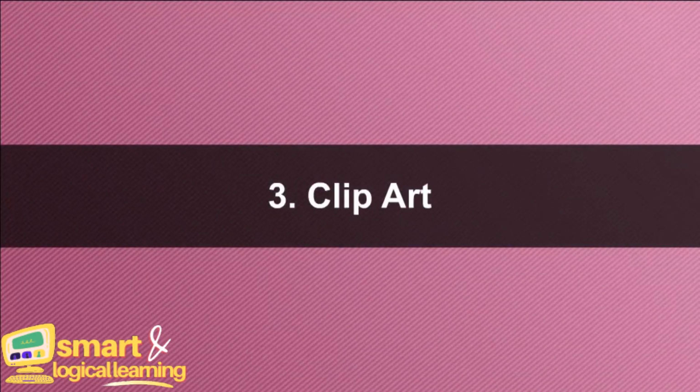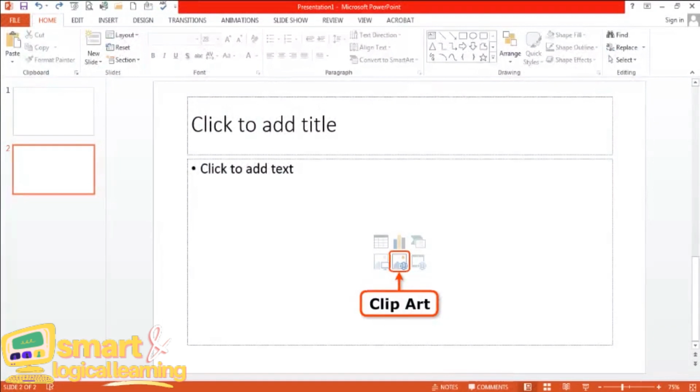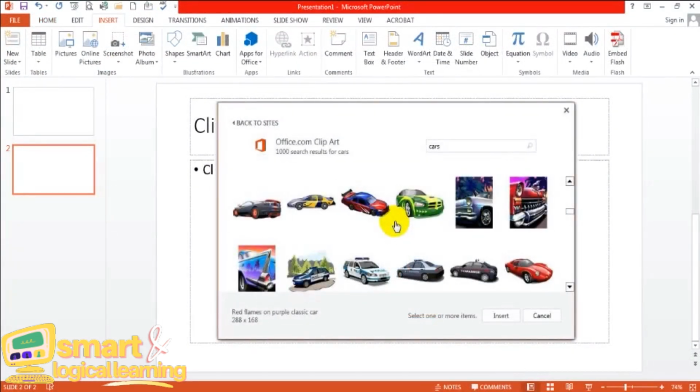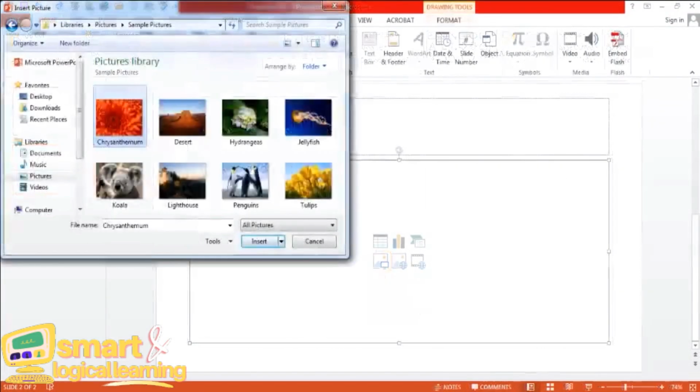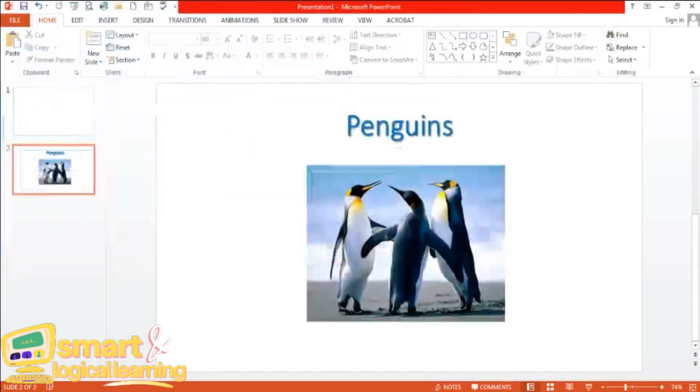3. Clip art. Clip art is the gallery of pictures already available in Microsoft. We can add pictures in our presentation from the clip art. 4. Picture. Using this feature, we can add pictures in the presentation from the computer or online as per our requirement. We can also transfer pictures clicked from our camera to our presentation.